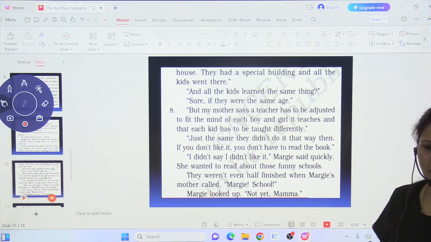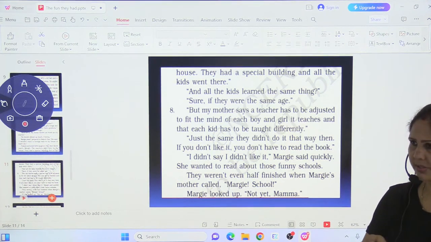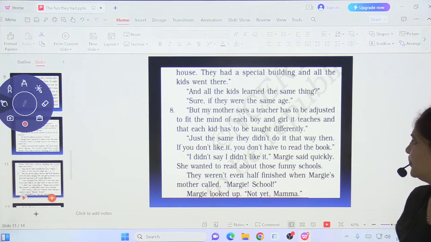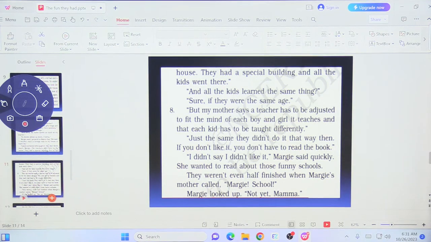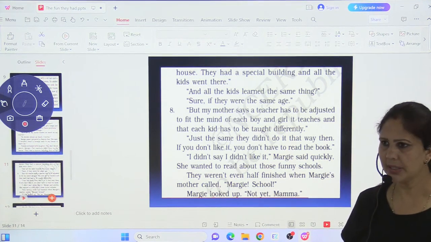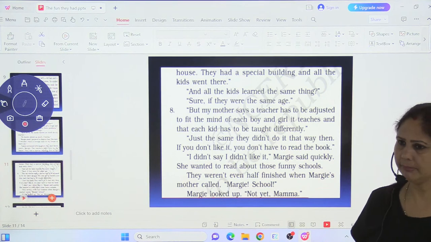Okay, and how is it possible that all the children sitting in the same room belong to the same age group? Just the same, they didn't do it that way then. If you don't like it, you don't have to read the book. Now Tommy was highly irritated. So he said to Margie that, okay, if you don't believe in this, then you better not read the book.